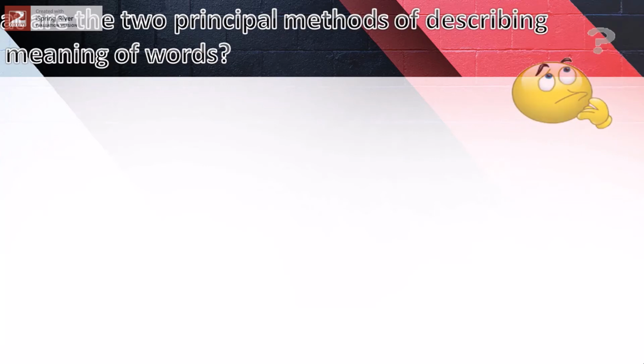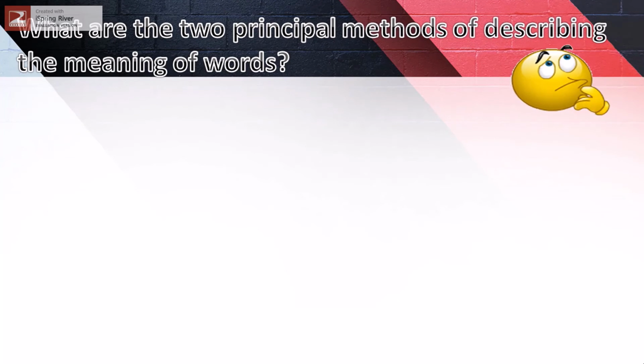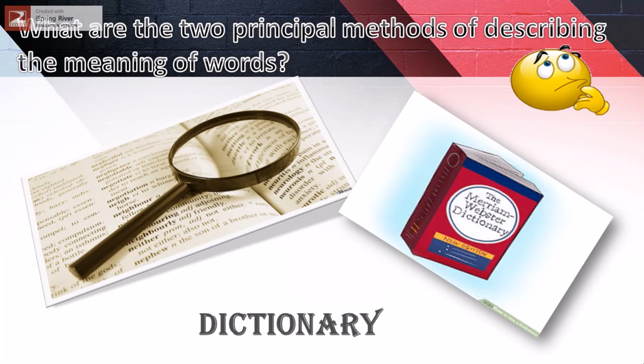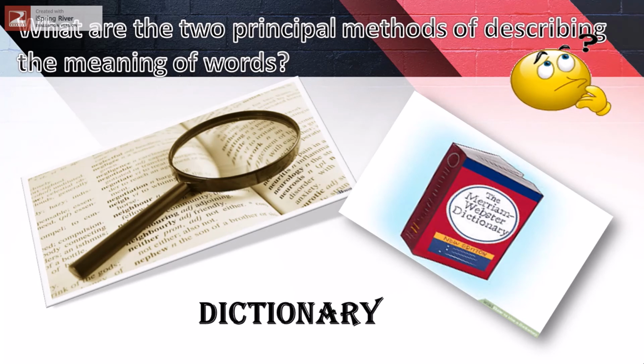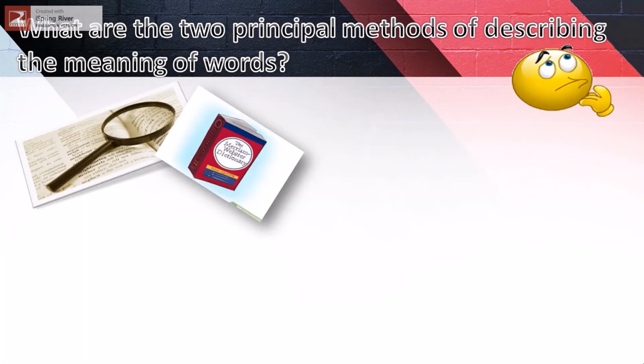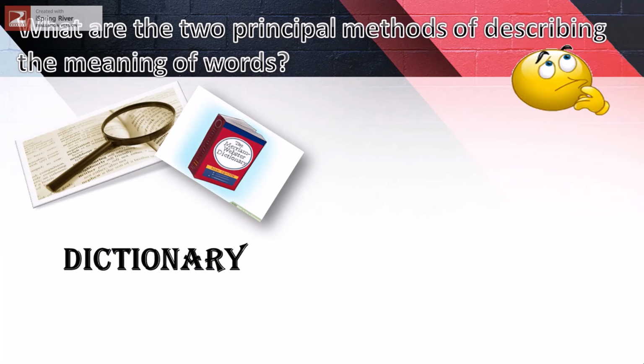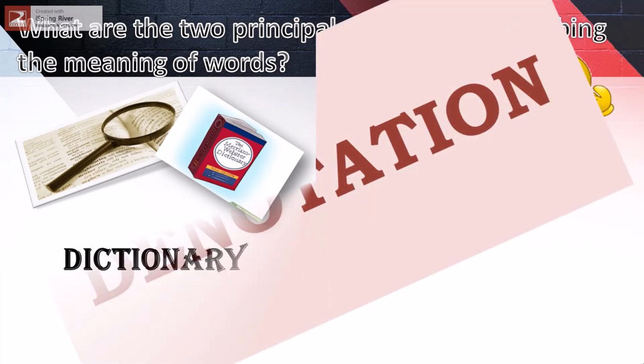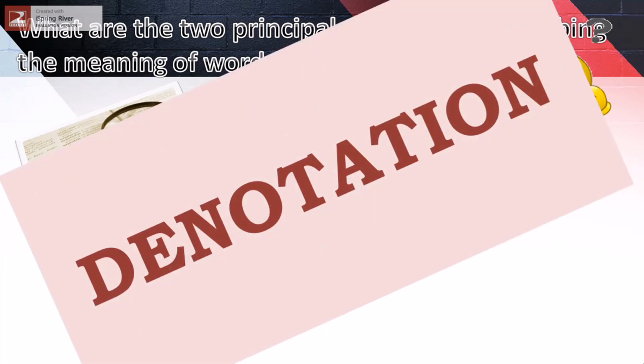The question is, what are the 2 principal methods of describing the meaning of words? Actually, there are 2 ways. Let us have the first one. The meaning of some words can be coming from dictionaries, right? If the meaning of the word is coming from a dictionary, we are referring to the literal meaning. Now, that is what we call denotation.